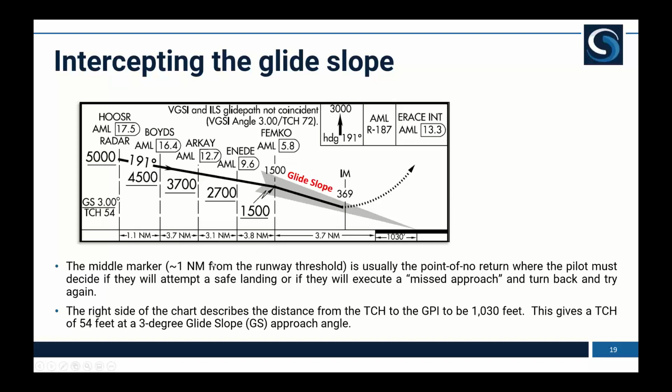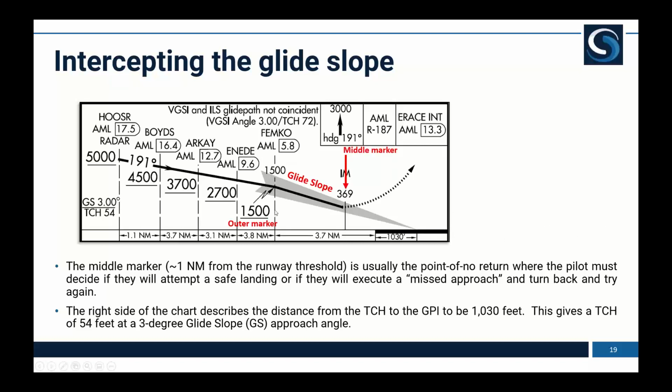You have a middle marker located usually about 1 nautical mile or so, which is typically the point of no return from where the pilot must decide if they'll attempt a safe landing or if they'll execute a missed approach and turn back and try again. This is the middle marker here, and you can see in the diagram it is where the pilot will make a decision if they're going to actually try to land or not. Here you have a little diagram that shows this, they may decide to execute a missed approach and try a landing again. So that is the middle marker.